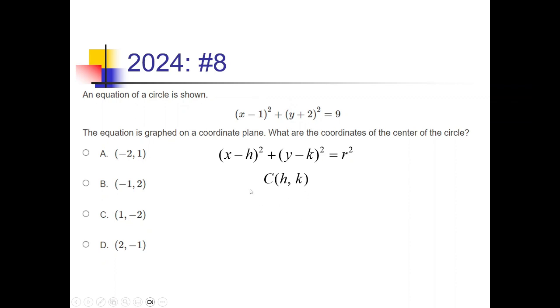So my x value of my center is going to be positive 1, because this is minus 1. And over here, we can think of this as y minus negative 2. So my k value, the y value of my center, is going to be negative 2. And 1 comma negative 2 is going to give me choice C.